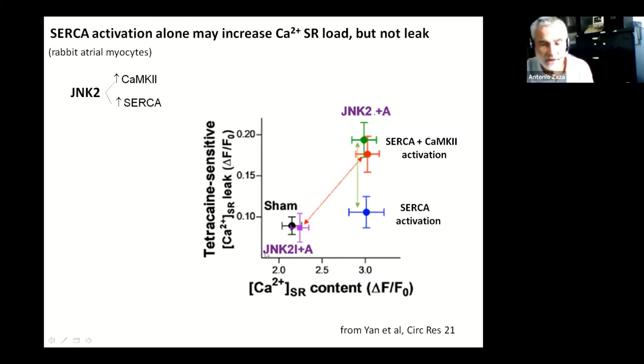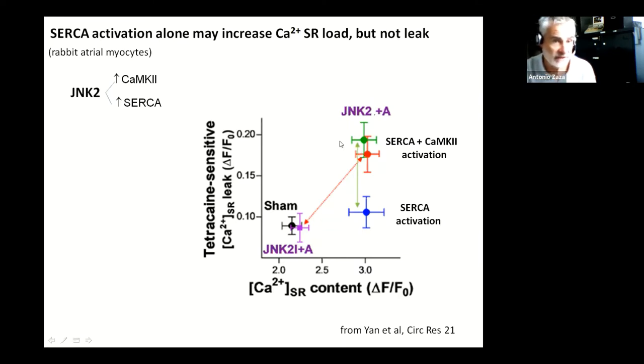Now look at what this kinase does to the relationship between the content of calcium in the sarcoplasmic reticulum and the tetracaine-sensitive leak, which is a measure of ryanodine receptor opening probability. If you use this kinase alone, which activates both CaMKII and SERCA at the same time, you see a remarkable increase in tetracaine-sensitive leak when calcium content is increased. However, if you dissociate the two effects by blocking CaMKII, the same kinase only increases the SR content without increasing the leak very much. And this implies that the increase in leak, which is sometimes associated with increased calcium content, requires recruitment of CaMKII. It's not necessarily related to SERCA stimulation.